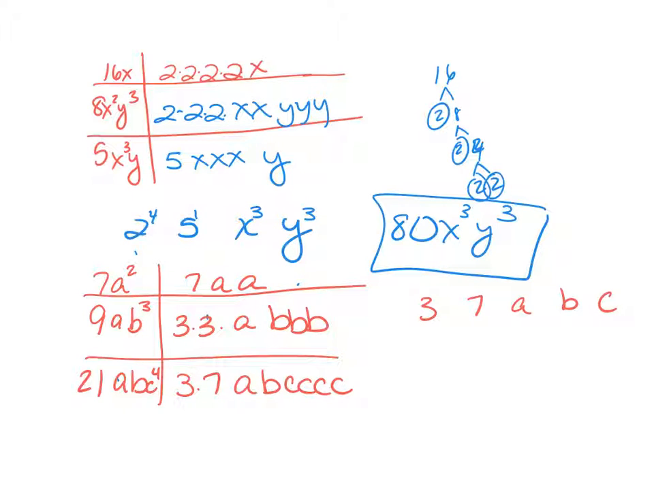What's the most amount of 3's you see? 2. Most amount of 7's? 1. Most amount of a's? 2. B's? 3. And c's? 4. So that's 21 times 3 is 63, I believe. 9 times 7, yeah. Wait, 3 squared is 9. 9 times 7 is 63. Oh, yeah. So 63a squared, b cubed, c to the 4th.